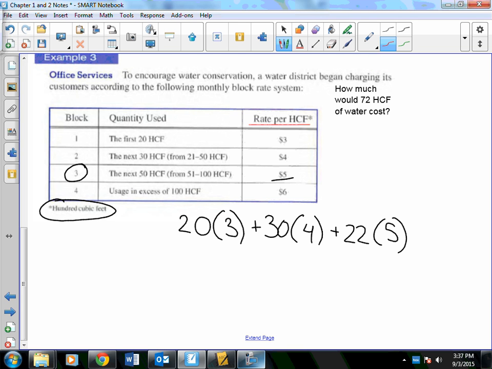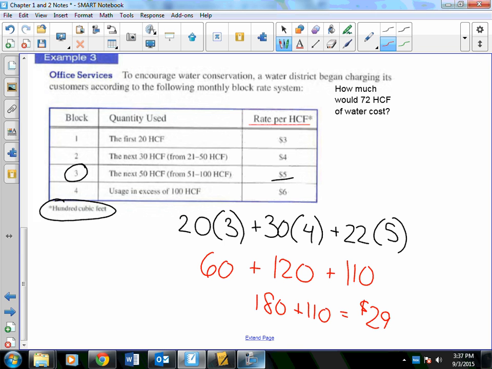Now I do order of operations. I do my multiplication first. This is going to be 60 plus 30 times 4 is 120, plus 22 times 5 is 110. I add all of those up. I get 180 plus 110 equals $290 for that month. Quite expensive for that water usage. You can see why they're trying to conserve it.